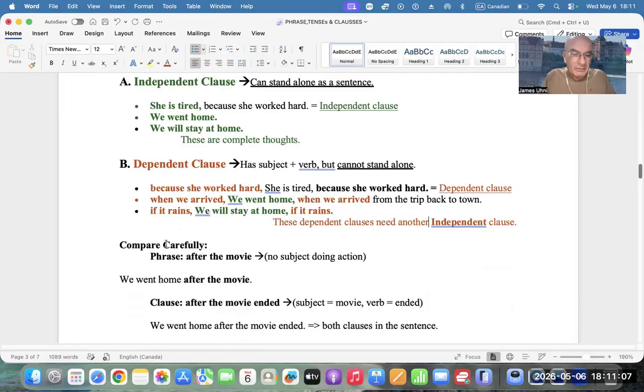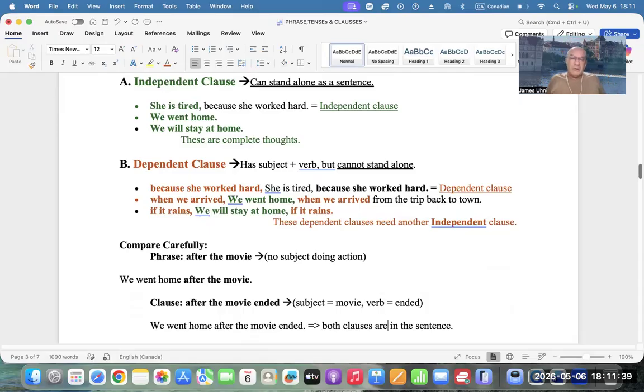So over here we have, compare carefully, phrase: after the movie, no subject doing action. Clause: after the movie ended. Subject, movie; verb, ended. We went home after the movie ended. Both clauses are in the sentence.